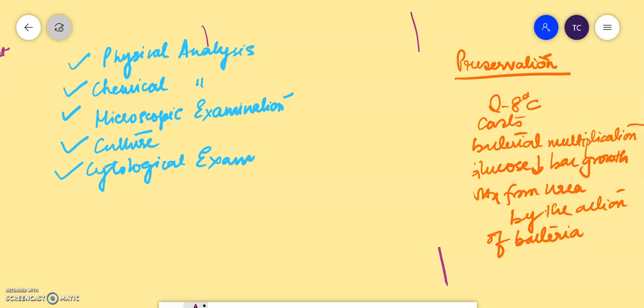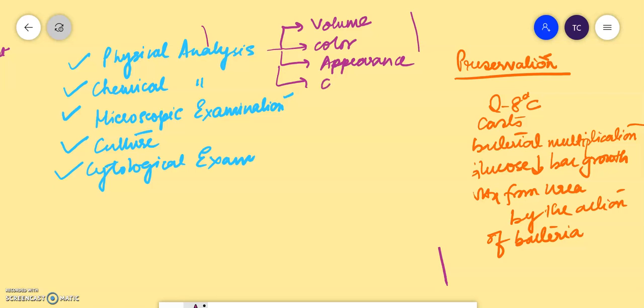So physical analysis basically comprises volume, color, appearance and your odor. Volume: you know the standard volume, so you compare with that particular volume. You know that the normal range for 24 hours is 1200 to 1500 ml. So urine may be from 600 to 2000 ml, so you have to understand it and compare it.